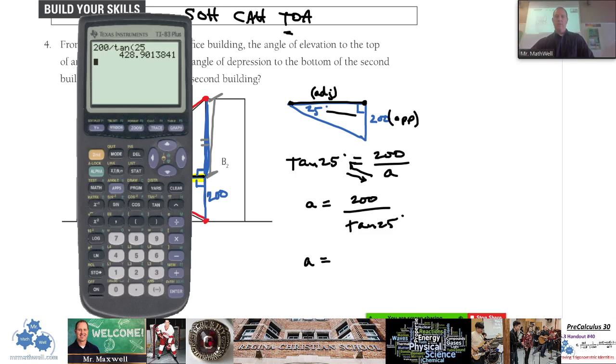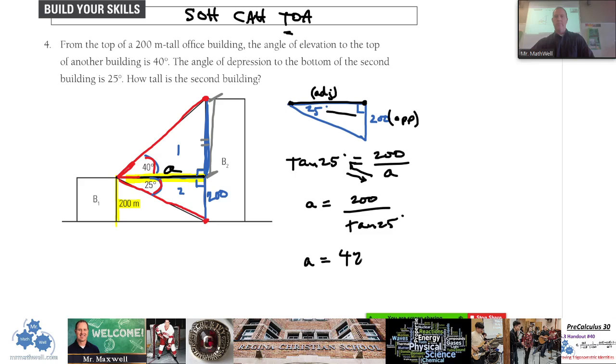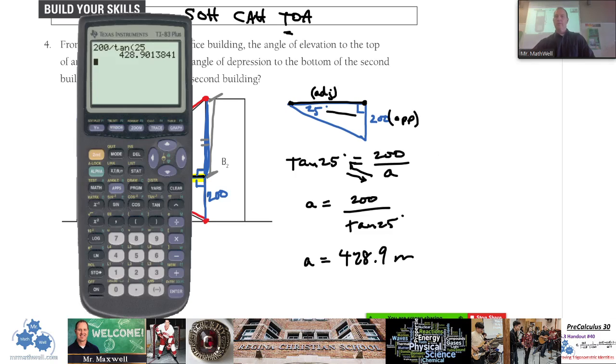So 428. Okay. Wait, so what did you do to get it? 200 divided by tan of 25. Oh, okay. So the A gets multiplied to both sides, and then you divide by tan 25 to solve for A. All right. So remember, in a simple proportion, numbers can travel diagonally across the equal sign, right? They can just kind of move up there and go. And when they go up top, they're multiplied by that on the other side. When they go to the bottom, they're divided on the bottom. So 428.